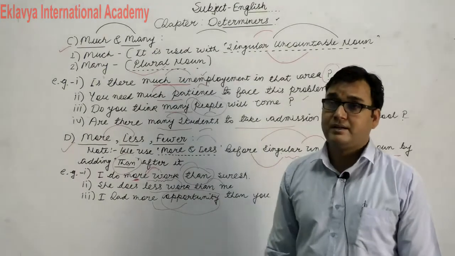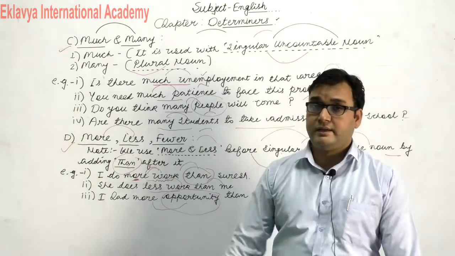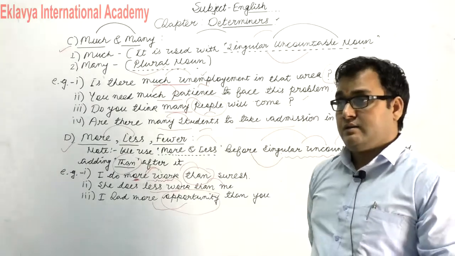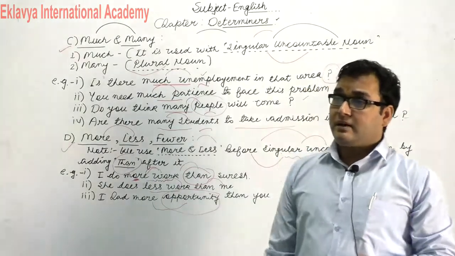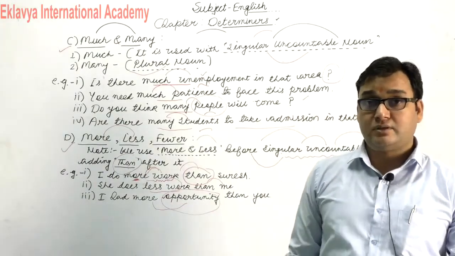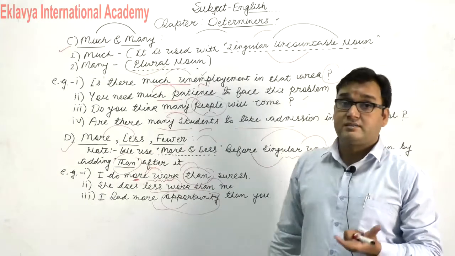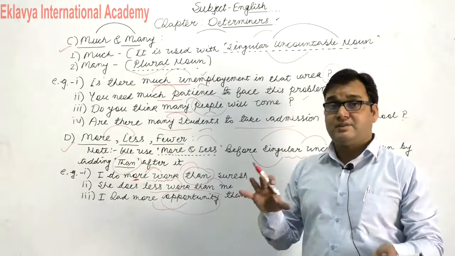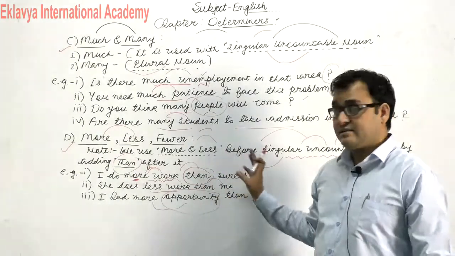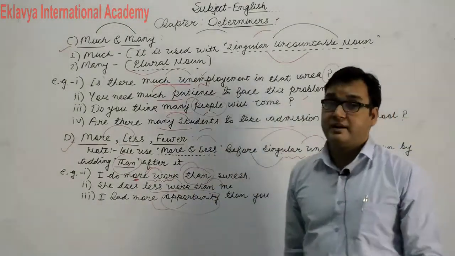The word uncountable means it is abstract in nature. An abstract noun is a noun that we cannot touch and see, that has no physical existence, about which we can only think. जिसका physical existence नहीं होता है, जिसे हम छू नहीं सकते, देख नहीं सकते. Unemployment नज़र नहीं आता है, work नज़र नहीं आता है, opportunity नज़र नहीं आती. We can feel about them. These nouns are abstract nouns, that's why they are uncountable. So before singular uncountable noun, we use more and less by adding than after it.